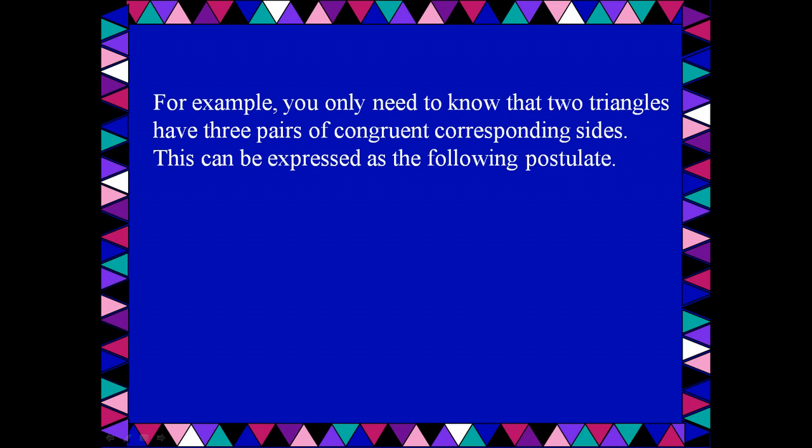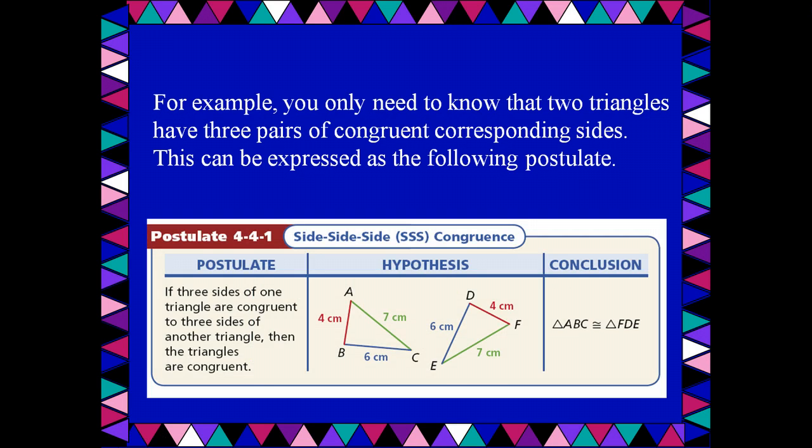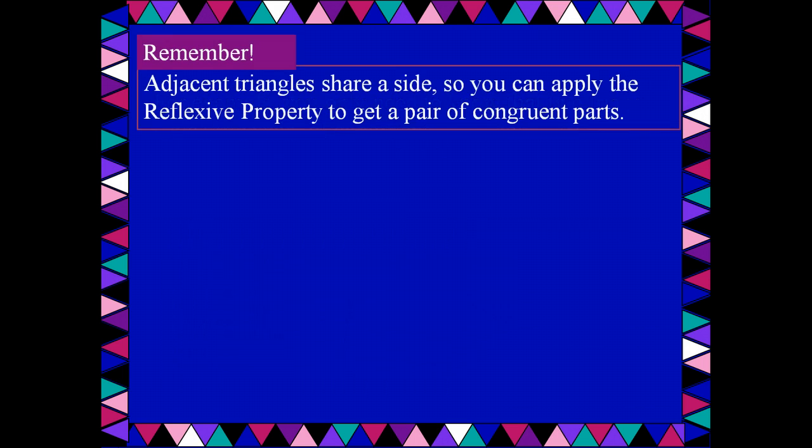This can be expressed as the following postulate: the side, side, side congruence. If three sides of one triangle are congruent to three sides of another triangle, then the triangles are congruent. Remember, adjacent triangles share a side, so you can apply the reflexive property to get a pair of congruent parts.